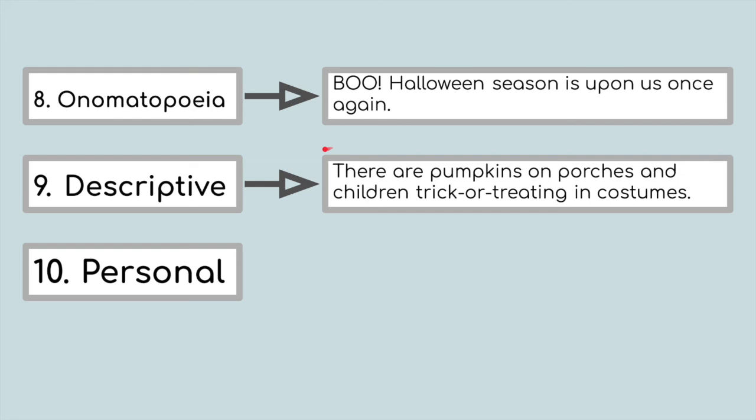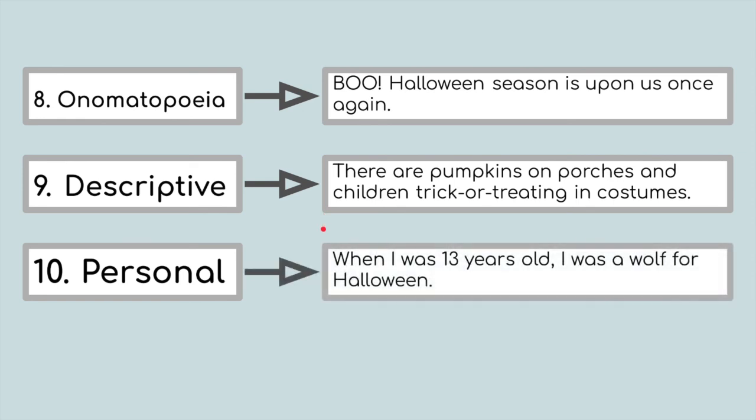So this kind of descriptive sentence is really interesting to the reader, and it's also related to the topic. Remember, that's such a key. We always want it to make sense and relate to the topic. Alrighty, last one's, my friends, personal. Now here you'll learn a little bit about me, because my personal example is, when I was 13 years old, I was a wolf for Halloween.